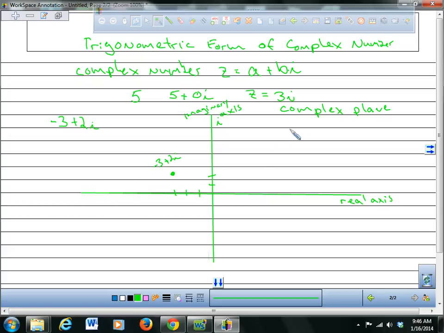If you just wanted to graph -3, that would just be this point right here. There's no i part. If I just wanted to graph, say, -4i, where would that be? It would be 4 down on the imaginary axis, 1, 2, 3, 4. So this would be the point -4i, and so forth. So that's how you graph points in the complex plane.